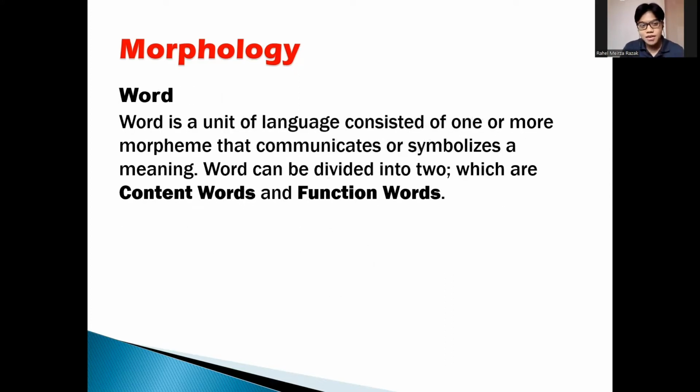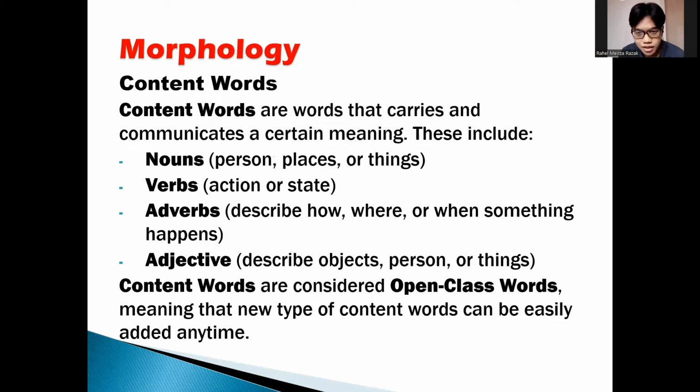Next, what's a word? A word is a unit of language consisting of one or more morphemes that communicates or symbolizes a meaning. Words can be divided into two, which are content words and function words. What are content words? Content words are words that carry and communicate a certain meaning. These include nouns, which are persons, places, or things, verbs, which are an action or state, adverbs, which describe how, where, or when something happens, and adjectives, which describe objects, persons, or things. Content words are considered open class words, meaning that new content words can be easily added anytime.